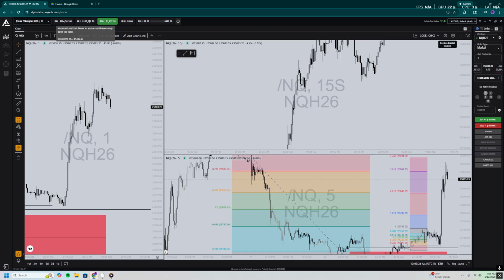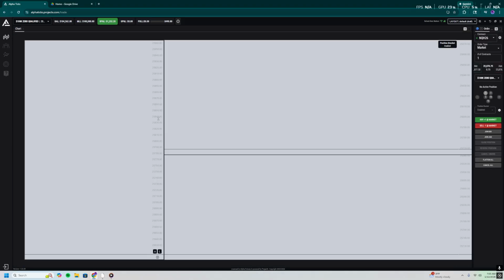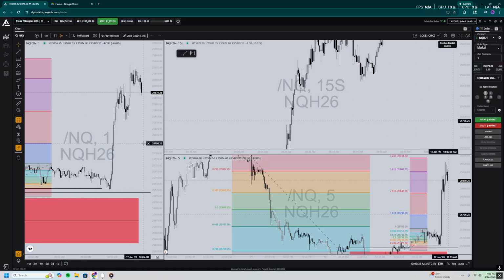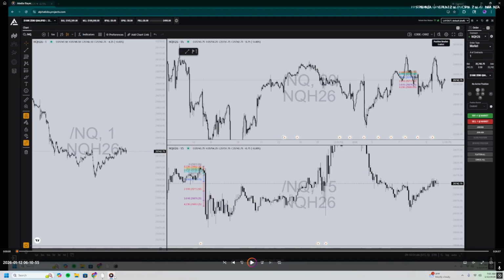I risk 500 a day, as you guys can see. Personal daily loss limit 4,900. If we go into the settings, we have liquidate and block. So if I lose 4,900, it's going to liquidate and block me until tomorrow, which opens at 6 a.m. or 6 p.m. So that's when I'll be able to trade again. But I don't trade Asia. All right, let me shut up. Let's get into the logistics.